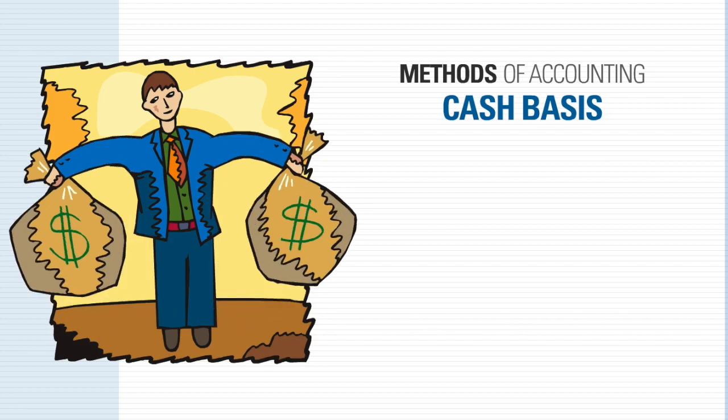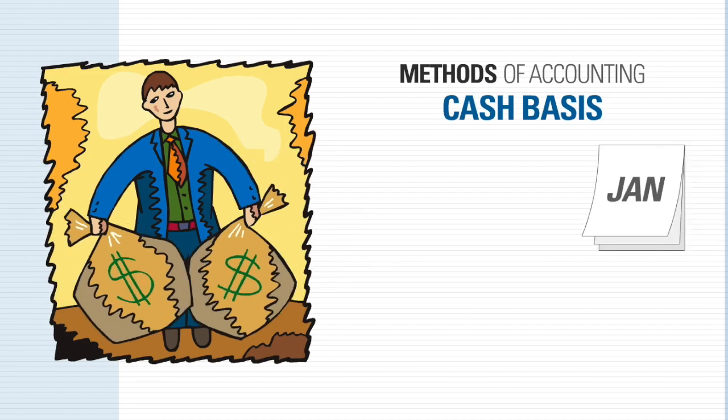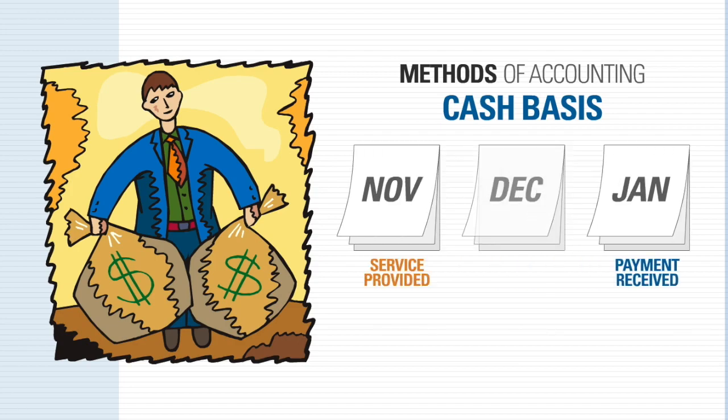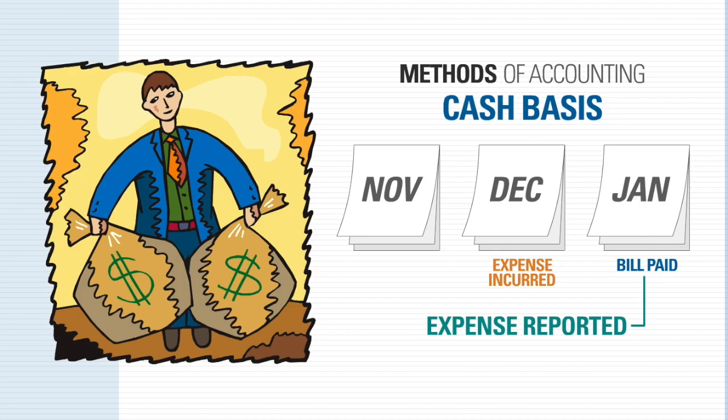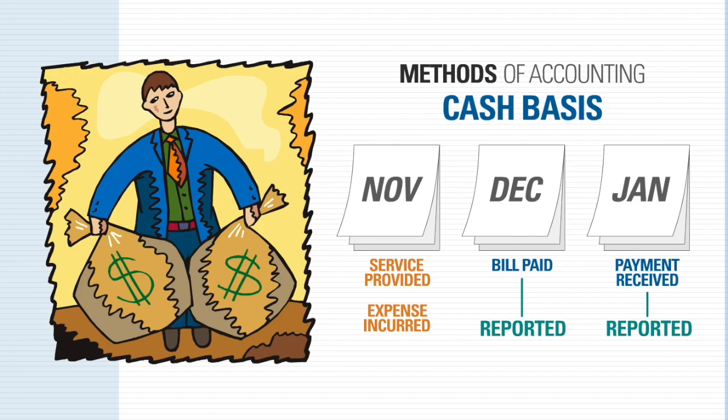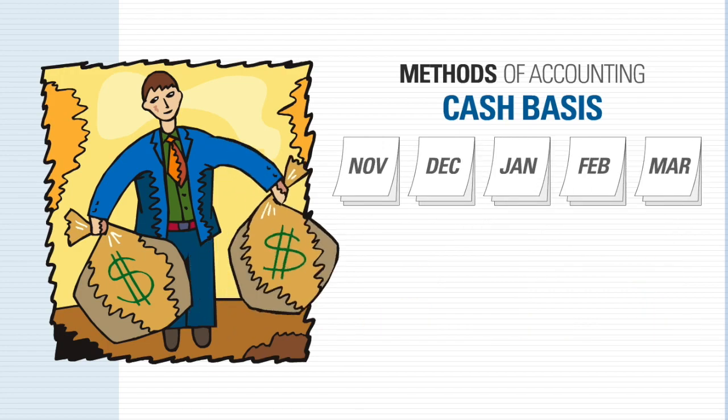Using this method, the medical practice reports revenue when cash is actually received by the practice for services performed, regardless of when those services were actually performed. For example, if the practice receives a payment in January for services provided to a patient in the previous November, then the practice reports that revenue in January. Likewise, the practice reports its expenses when it actually pays its bills, not when it incurs the expense. So, with the cash basis of accounting, revenues are reported in the period of cash receipt and expenses are reported in the period of payment.